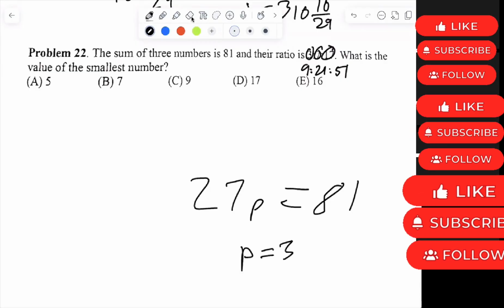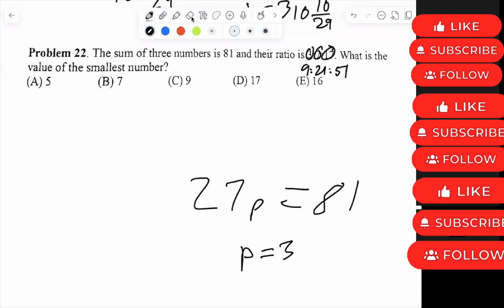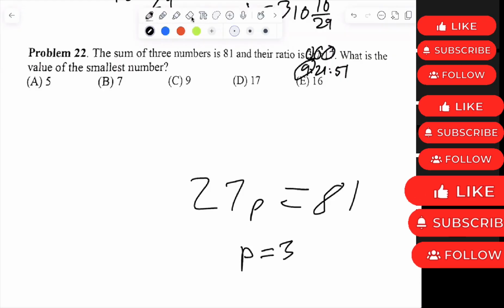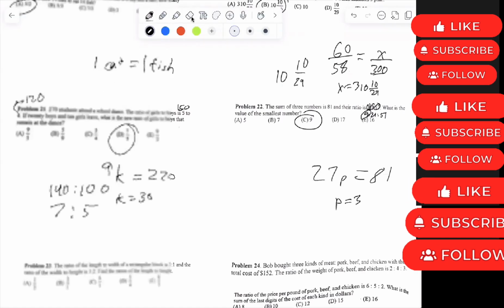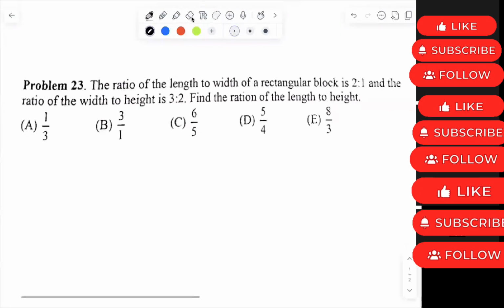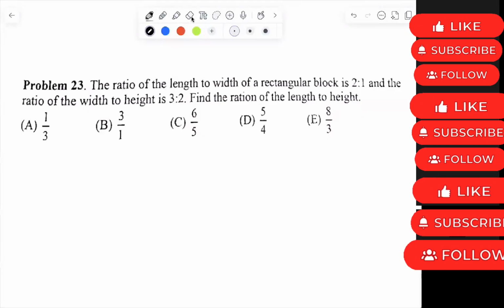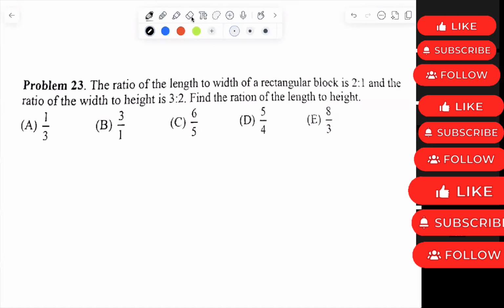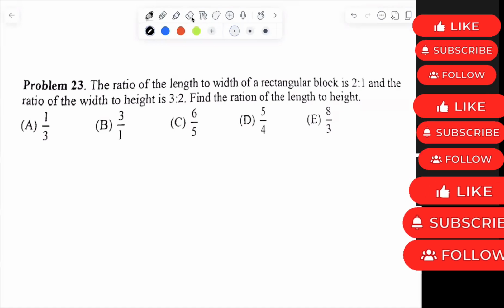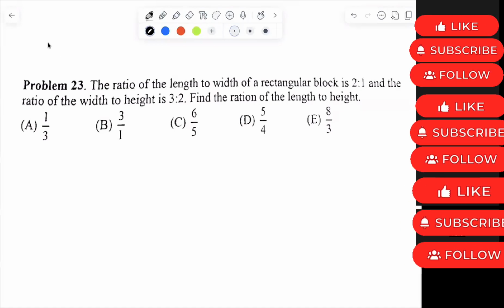All right. Now, what is the value of the smallest number? Clearly, it's just going to be 9. So the answer to this question is C. All right. Now let's move on to problem 23. The ratio of the length to width of a rectangle block is 2 to 1, and the ratio of the width to height is 3 to 2. Find the ratio of the length to height. Let's go ahead and try this question and tell me through chat.